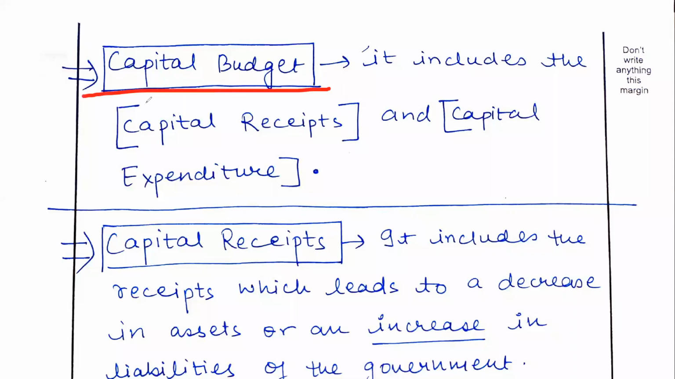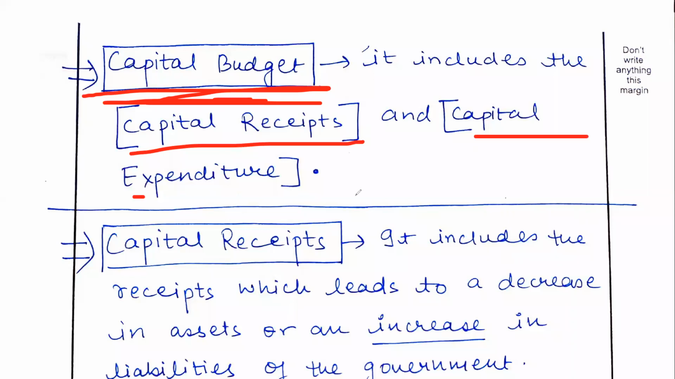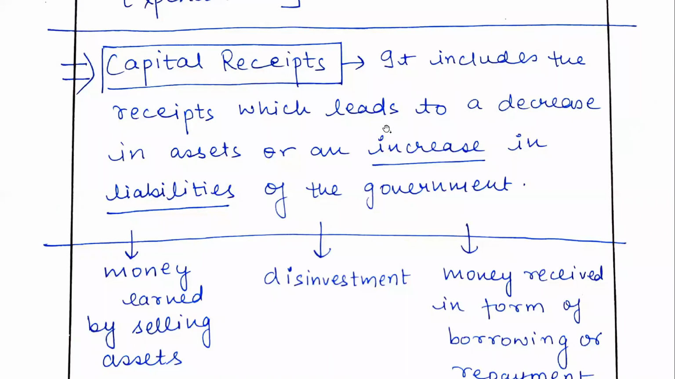Now we come to the second part, the capital budget. It includes the capital receipts and the capital expenditure. Okay. Now let us see capital receipts. It includes the receipts which lead to a decrease in assets or an increase in liabilities. My dear friends, इसमें confused मत होना. Please do not get confused in this because I got confused in 2021. ठीक है. उसके बाद I had to go back to the NCERT and read it again.